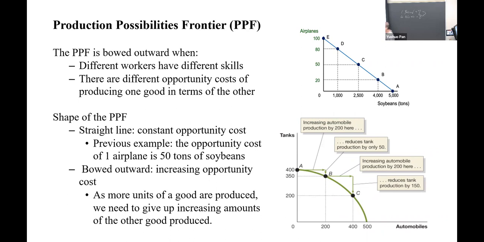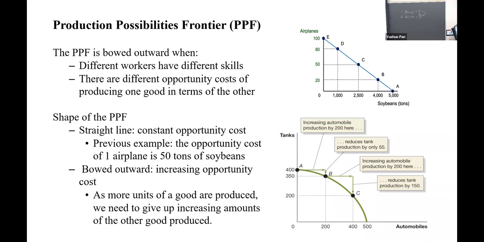If I want to produce 200 more automobiles, from 200 to 400, the same amount of increase, but the opportunity cost is different. For automobiles from 200 to 400, what's the opportunity cost? 350 minus 200, right? So you can see, for the first 200, I only need to give up 50 tanks. But for another 200, it's 150.